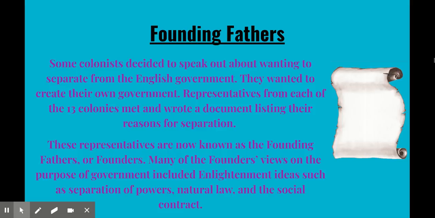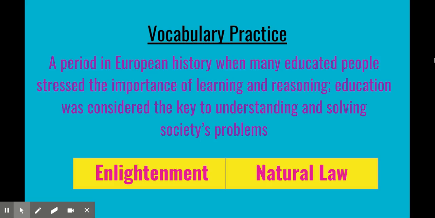Representatives from each of the 13 colonies met and wrote a document listing their reasons for separation. These representatives are known as the Founding Fathers or founders. Many of the founders' views on the purpose of government included Enlightenment ideas such as separation of powers, natural law, and social contract.